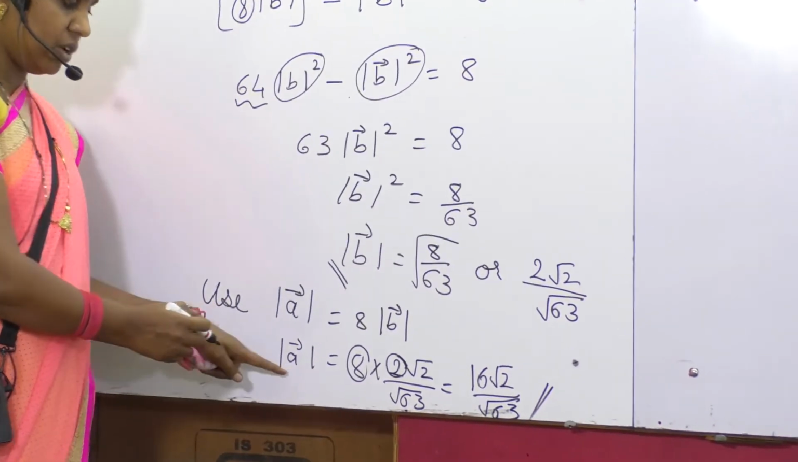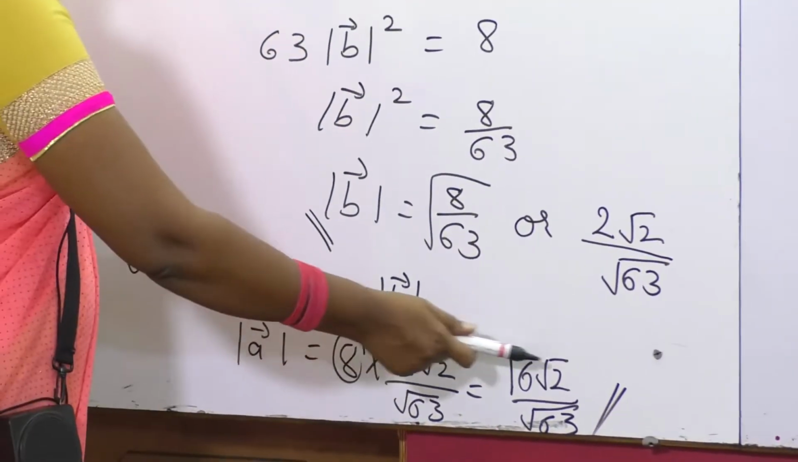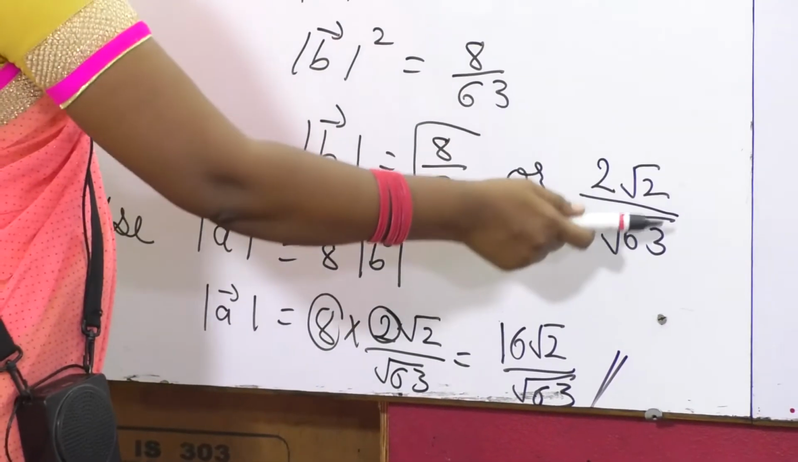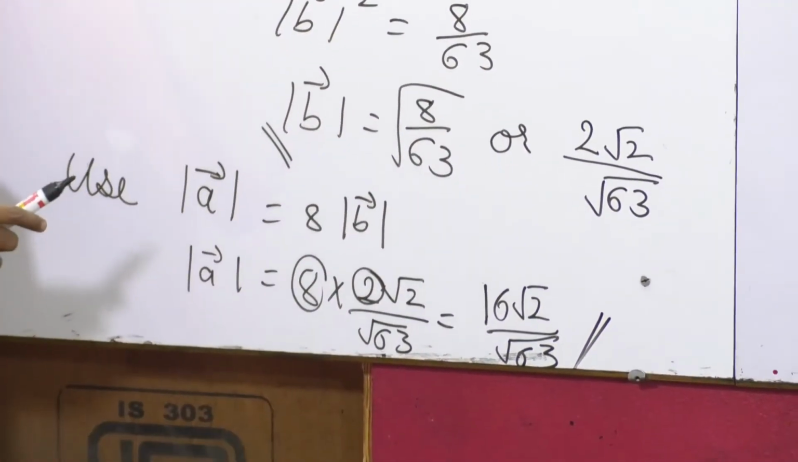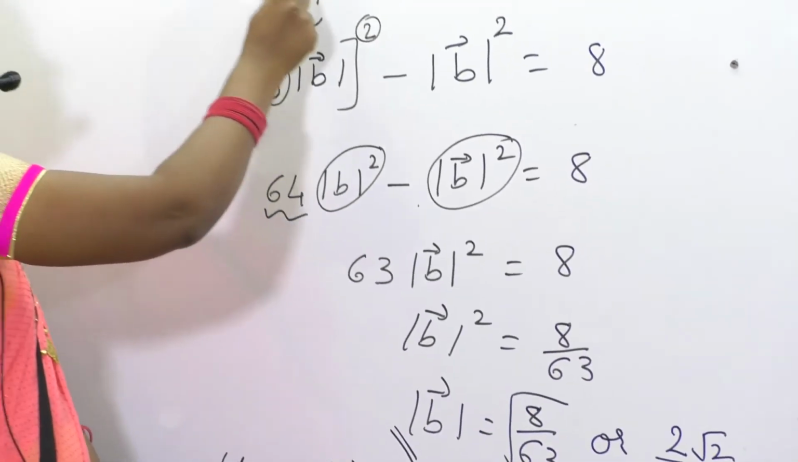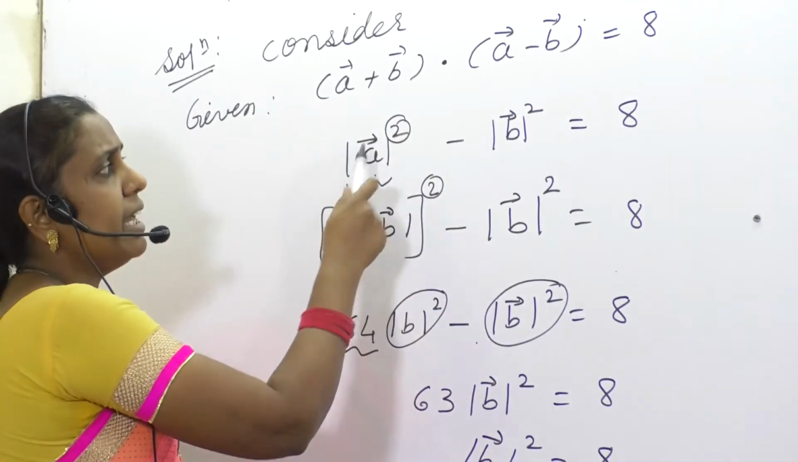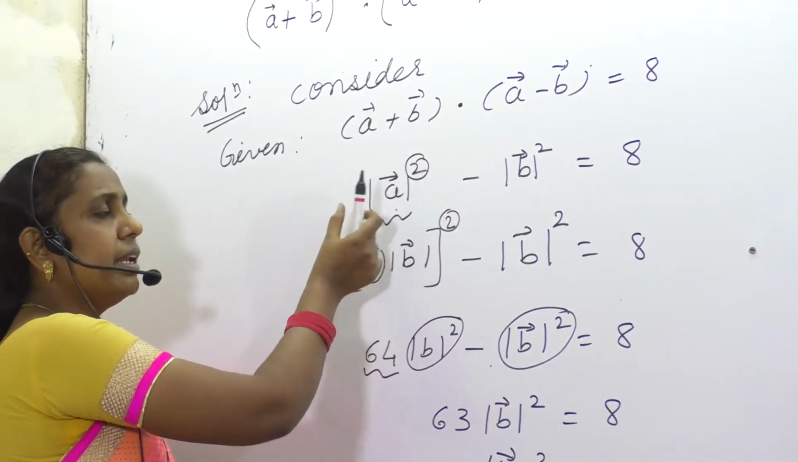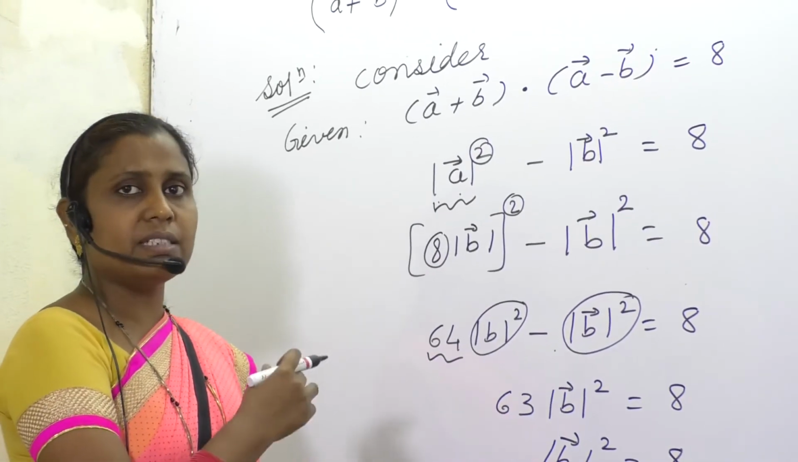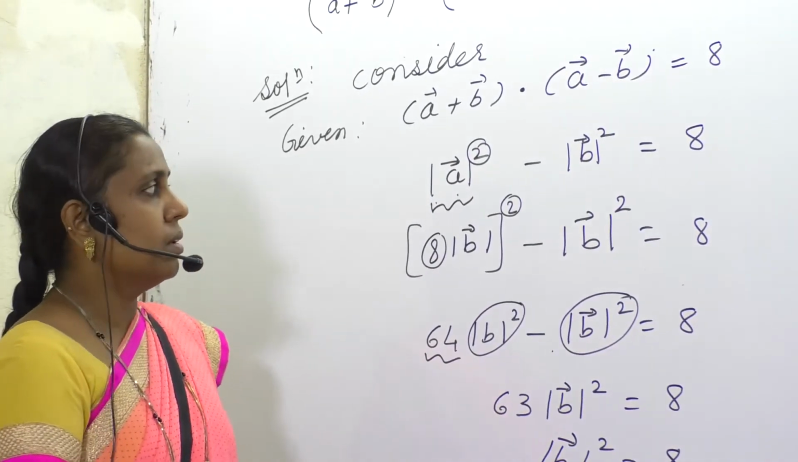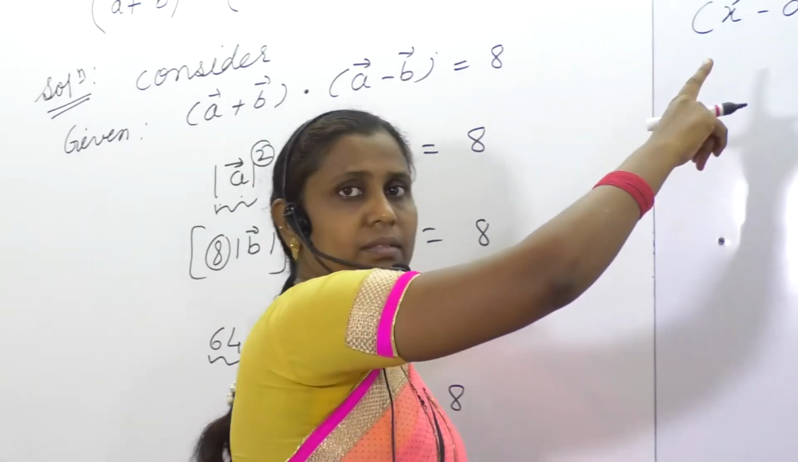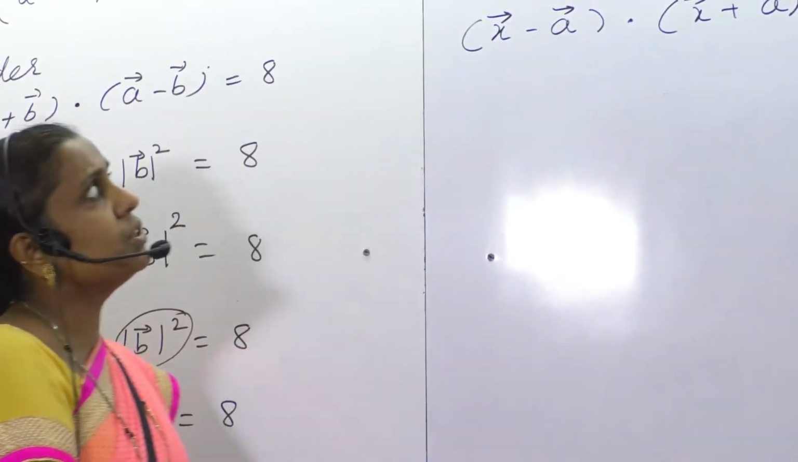What is the length of vector A? 16 root 2 by root 63. Length of vector B is 2 root 2 by root 63. I hope you understood. Check with this: (A plus B) dot (A minus B) will be A square minus B square, but you write it in modulus expression, that will be the algebra, the notation. Understood? Okay. Next we will go to the next question.